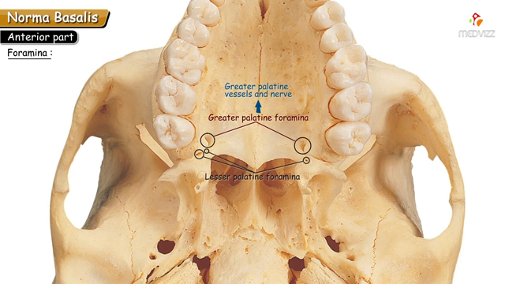Let's talk about lesser palatine foramen. These are minute, tiny foramina. They are around 1 to 3 foramina located just behind the greater palatine foramen on each side near the pyramidal process of palatine bone. And this lesser palatine foramina transmits lesser palatine vessels and nerves. So it is easy to remember. Greater palatine foramen transmits greater palatine vessels and nerve, and lesser palatine foramen transmits lesser palatine vessels and nerves.